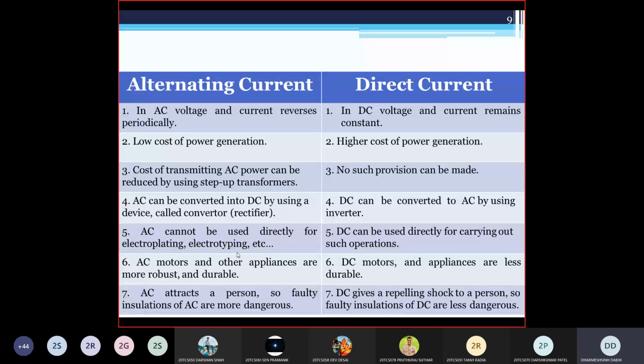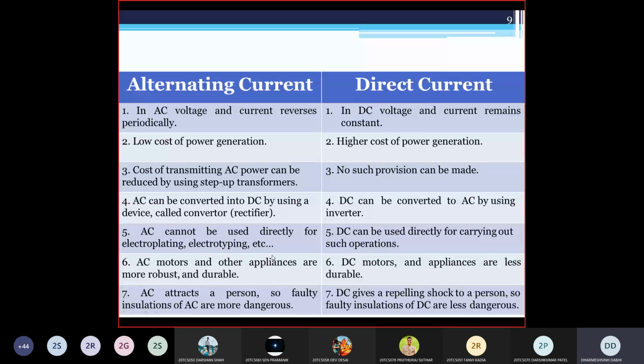Fifth, AC cannot be used directly for electroplating and electrotyping. It means where we require DC, you cannot directly use AC. Fifth, DC can be used directly for such operations as we discussed: electric traction, mobile charger, computer, we directly use the DC. Sixth, AC motors and other appliances are more robust and durable as compared to DC, but DC motors and appliances are less durable. Seventh point, AC attracts the person, so faulty insulation of AC is more dangerous, as we have discussed in the disadvantages of AC. Exactly opposite, you can write DC gives a repelling shock to the person, so faulty insulation of DC is less dangerous as compared to AC.